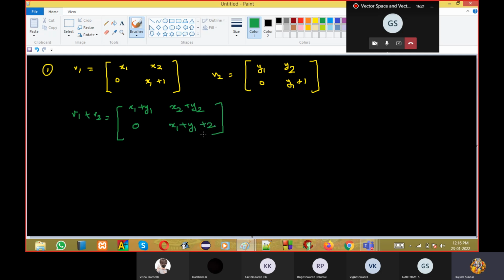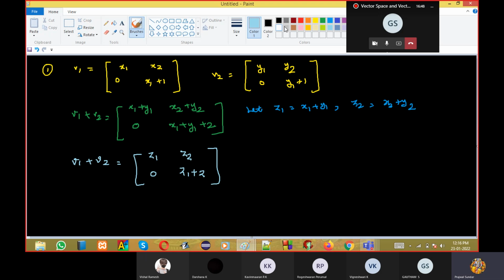This is not a vector space. I'll tell you why. Listen carefully. Let z1 equal x1 plus y1 and z2 equal x2 plus y2. If I put this, what will I get? v1 plus v2 will be z1, z2, 0, and z1 plus 2.